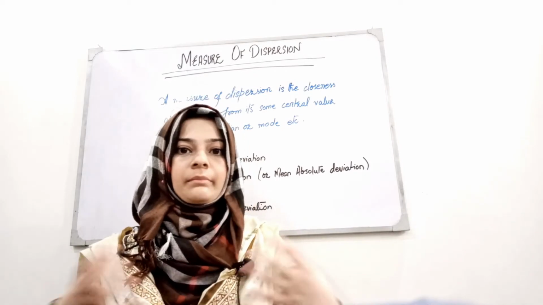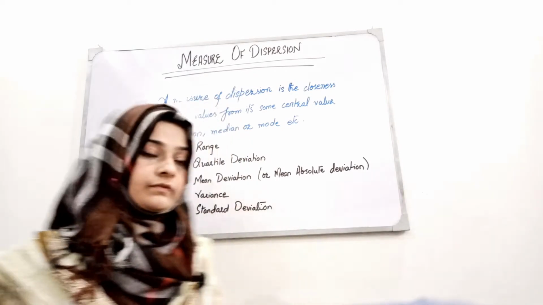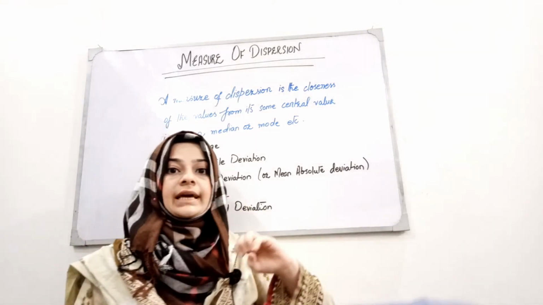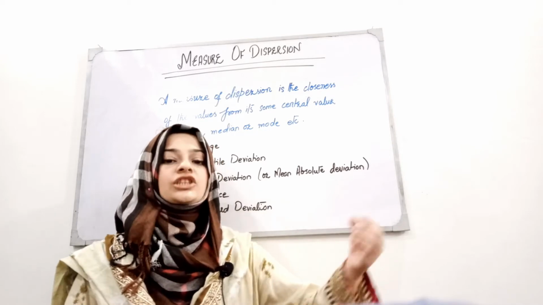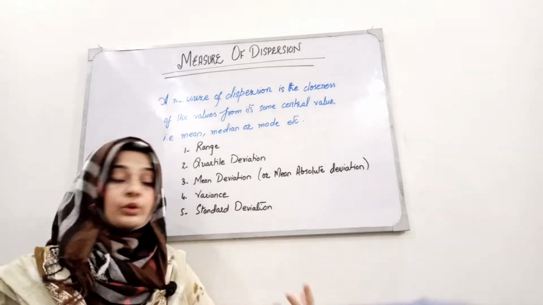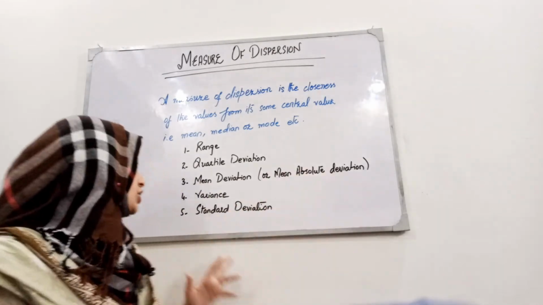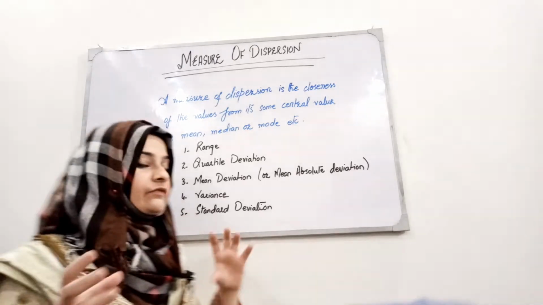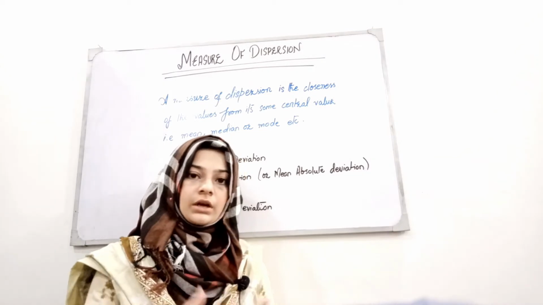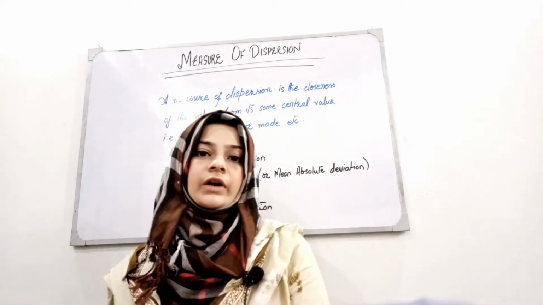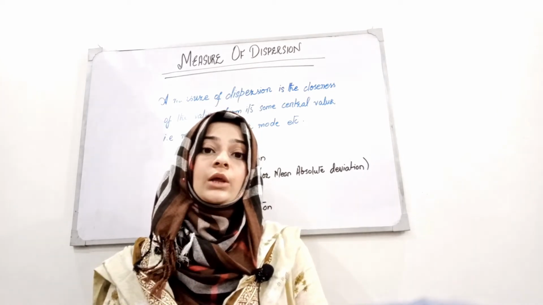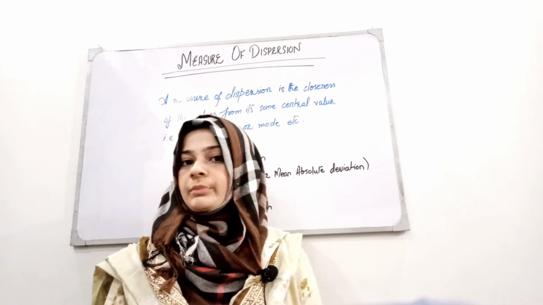So there are certain measures of dispersion, which are: number one, range; number two, quartile deviation, which is also known as interquartile range, IQR, Q3 minus Q1; number three, mean deviation, which is also known as mean absolute deviation; number four, variance, which tells the variability; and number five, the standard deviation. We are going to learn about these measures of dispersion one by one. So now let's start with range: what is range and how we can calculate range by the algebraic method.